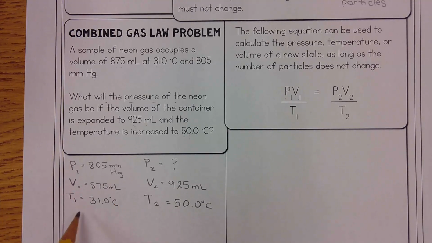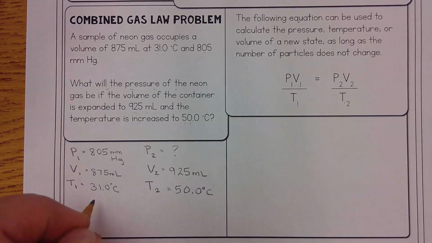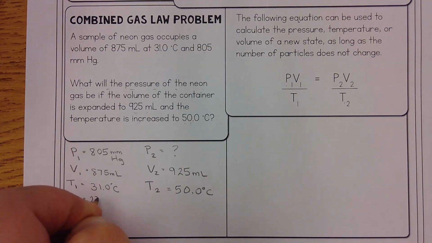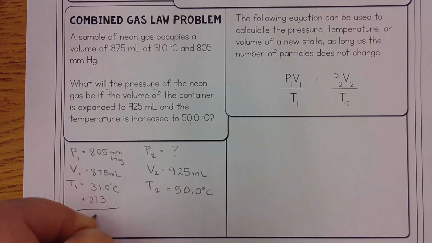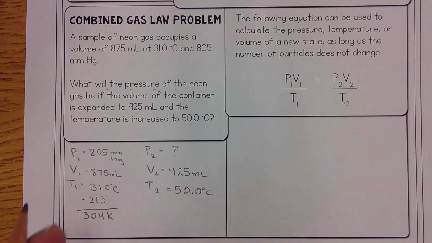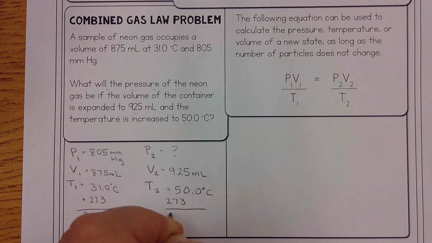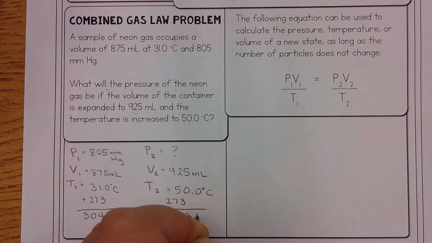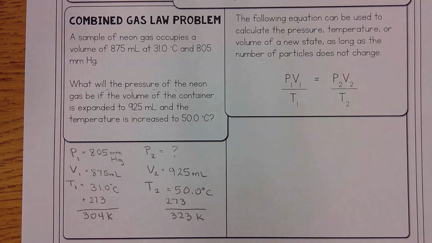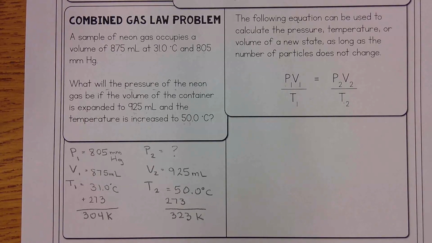Second step. Temperatures always need to change to Kelvin. So I'm going to add 273 to this, and I get 304 Kelvin. I'm going to add 273 to this one, and I get 323 Kelvin. Okay, so convert your temperature to Kelvin. Has to happen.